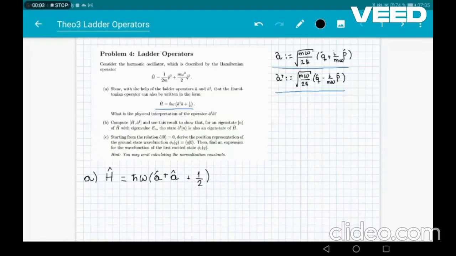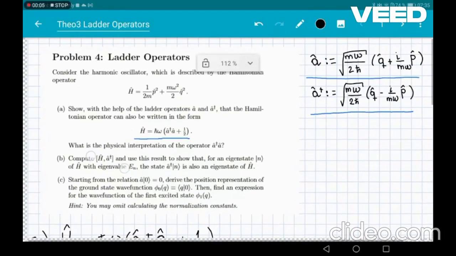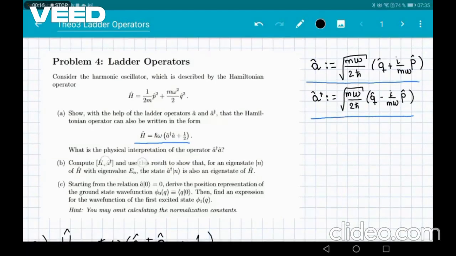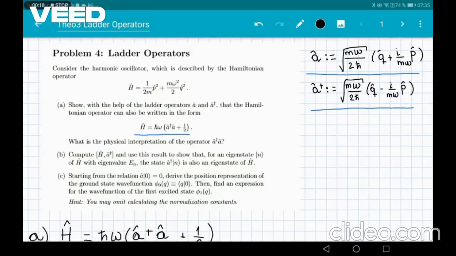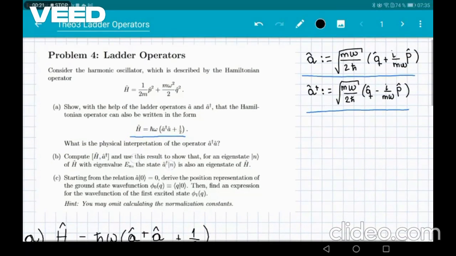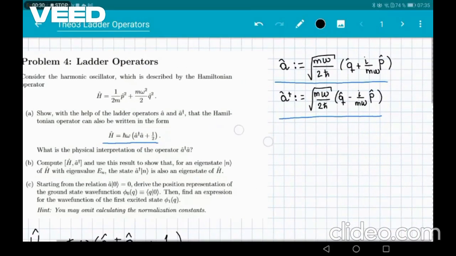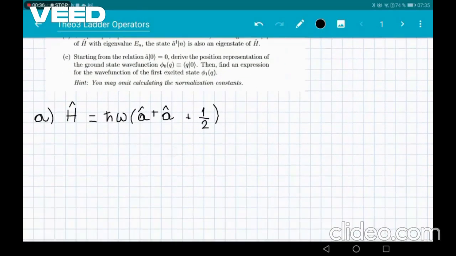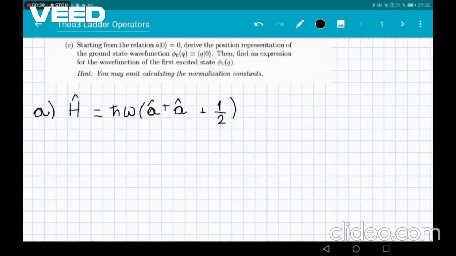In this problem we have the Hamiltonian of the harmonic oscillator, and in part A we're supposed to show that the Hamiltonian can also be written as the following expression: H equals h bar omega times (a dagger a plus 1/2). The a dagger and a are the ladder operators, they're given, and we can just go ahead and plug them into the following formula, and we will see if we come up with the original expression.